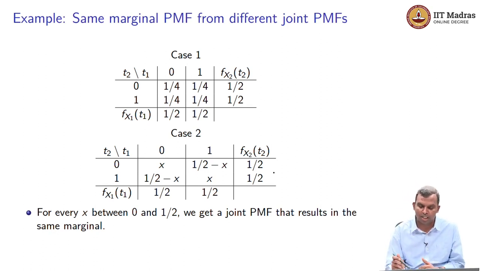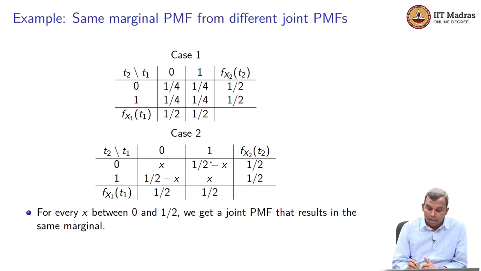So I've shown you here case 1 and case 2. In case 1, you see the 1 by 4, 1 by 4, 1 by 4, 1 by 4 distribution is there, and you got a marginal of half, half. Very easy. Here, look at case 2. The joint PMF is something else. I put a variable x here between 0 and 1 by 2. Maybe you take it as something else, like 1 by 10 or something, maybe you take it as 0.1. So you have your 0.1, here you have 0.5 minus 0.1, which is 0.4, here again you have 0.4, and here again you have 0.1.